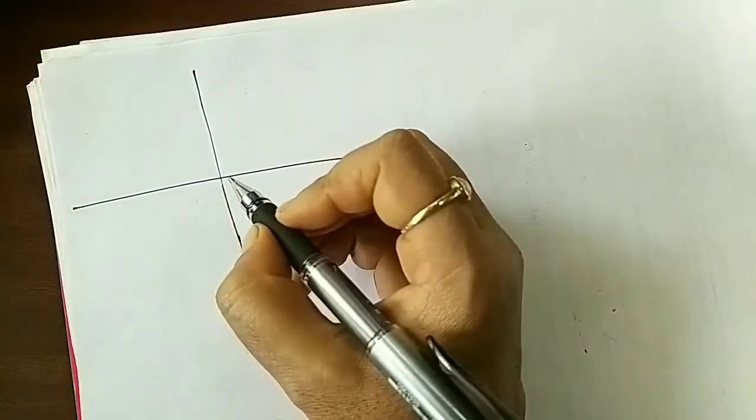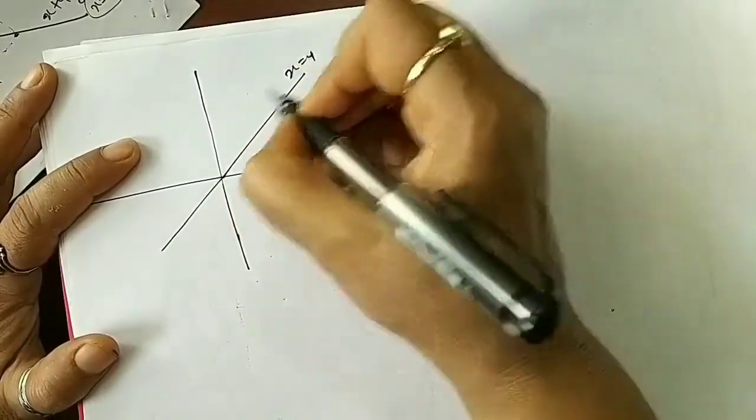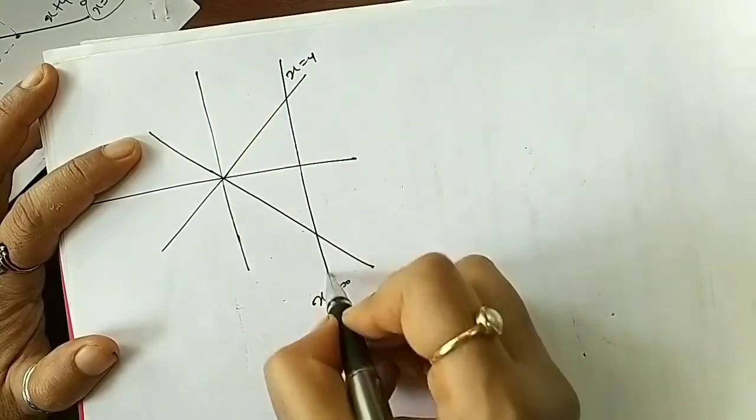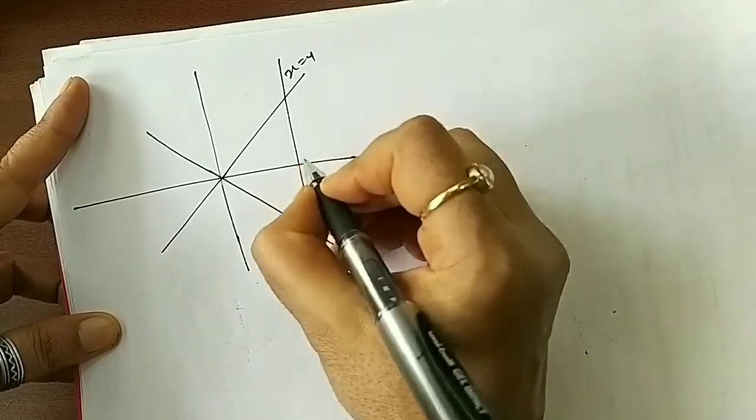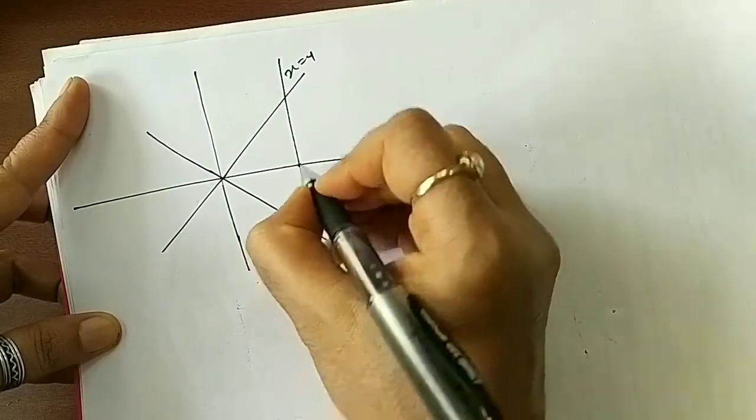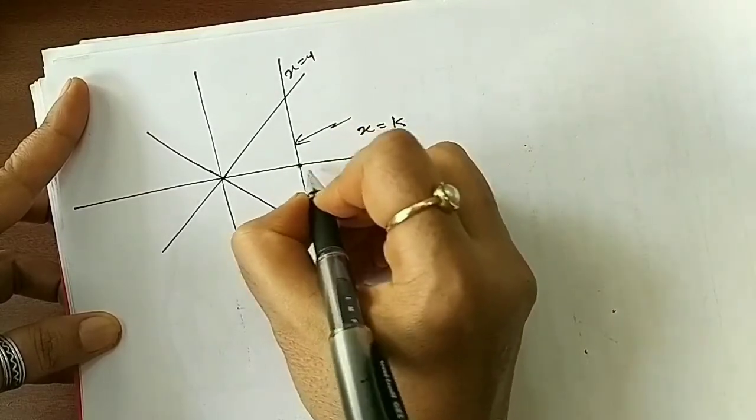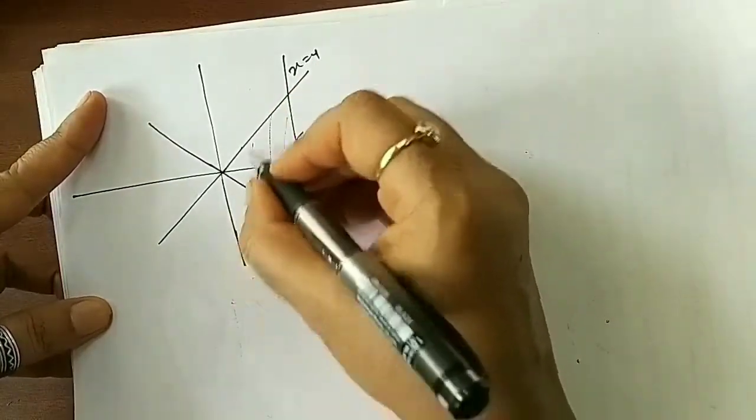So my first line was, guys, this one. Okay, x is equal to y. Next line was this one, x plus y is equal to 0. And third line was this one. After plotting it, this line is x is equal to k. So that means this point is k comma 0. This is your triangle which is formed.